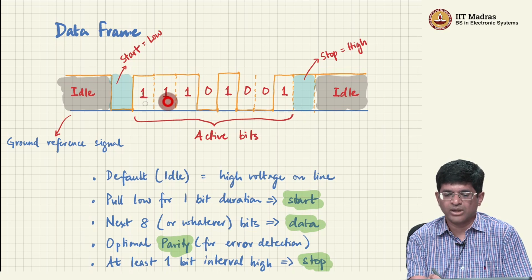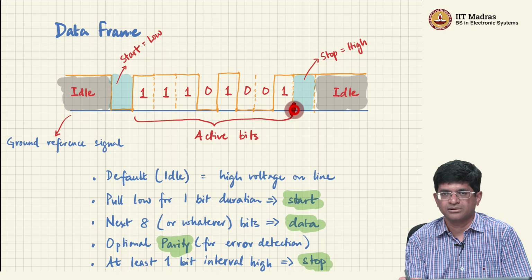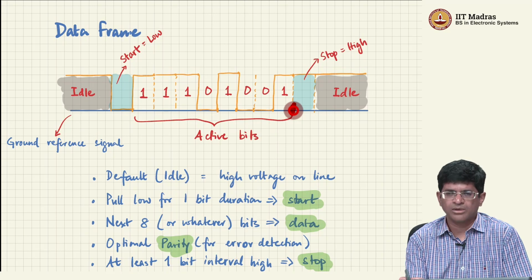But if this was, let us say, 1 1 0 0 1 0 0 1, then the total number of ones is already even. I will transmit a 0 parity bit over here to indicate even parity. Odd parity would be the opposite. I would try to make the total number of ones odd. Now, why am I doing this?